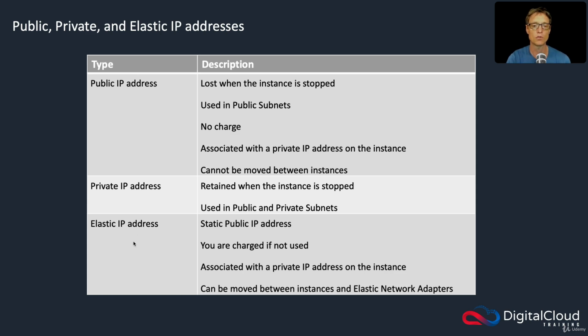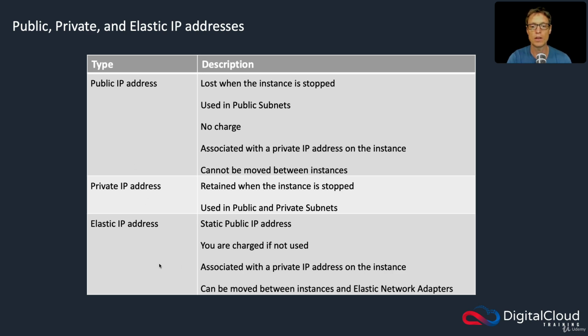And then lastly, we have what's called an elastic IP address. This is basically the same as a public IP address in that it is a publicly routable IP address, but it's static. That means when you stop your instance, it doesn't get lost like with the public IP. You don't get charged while you're using it, but if it's associated to your account and you're not using it, then you do get charged. That's because AWS wants to incentivize you to use these properly, because public IP version 4 addresses are in scarce supply for the internet.